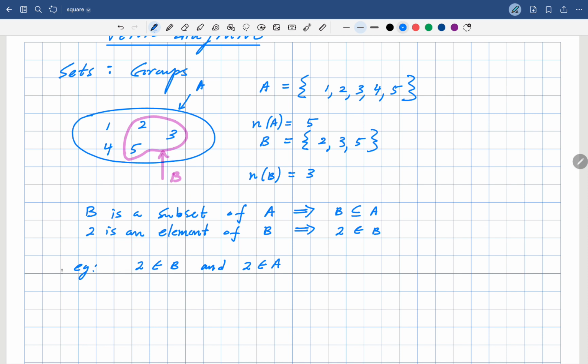And A can be considered as a universal set, the most outer set. And the elements are inside. So elements can be categorized the way I showed it to you. And the number of elements inside is defined as n of A, n of B, and we try to get the count of that. And we need to understand this notation. This is the element notation and this is the subset notation.